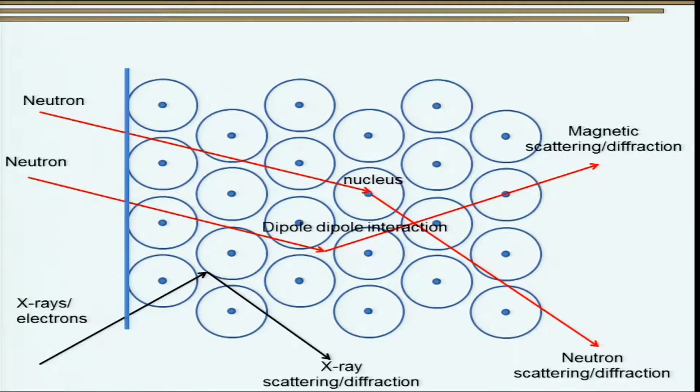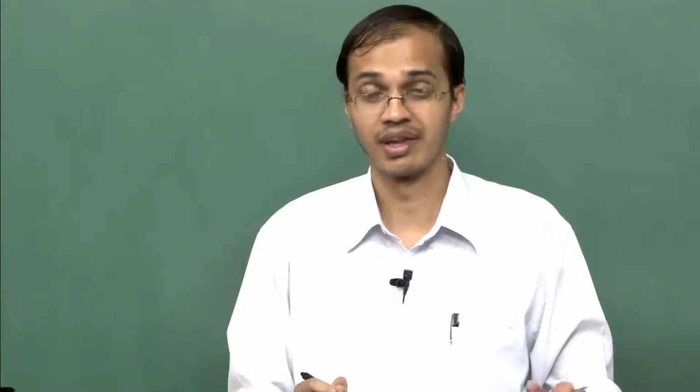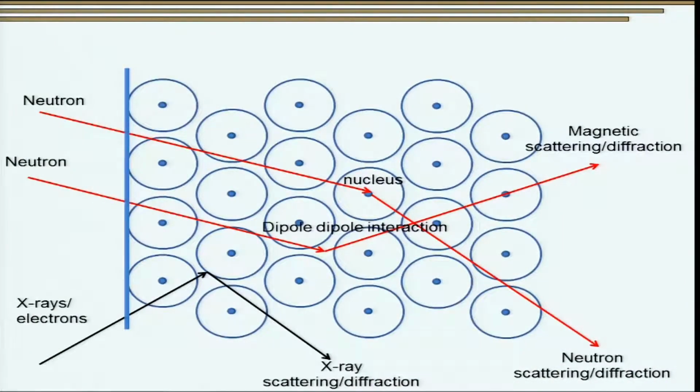Therefore, we can assume that the probability of X-rays interacting with an atom is much higher than that of a neutron, and therefore, the penetration depth of neutrons is much higher than that of X-rays. Having said that, neutrons also have a tendency to interact with the dipole. Mind you, we had talked that neutrons have a particular spin and a magnetic dipole moment associated with it, and therefore, the neutrons can interact with free electrons that also have a dipole moment, and this dipole-dipole interaction can give us information about magnetic scattering or diffraction.